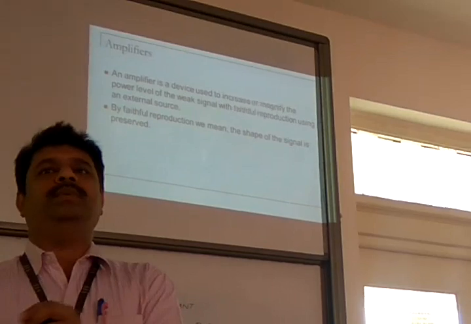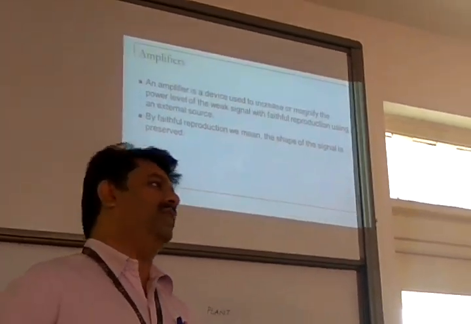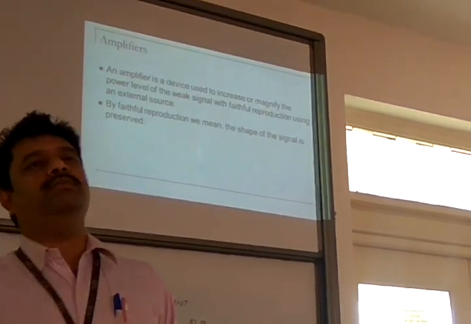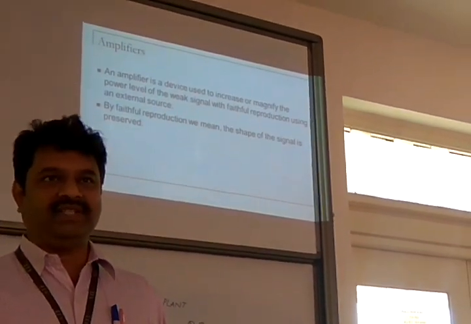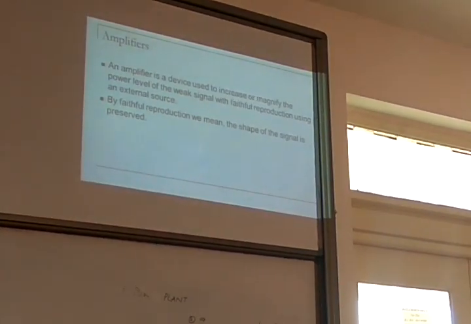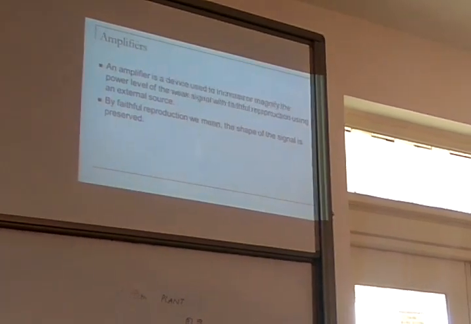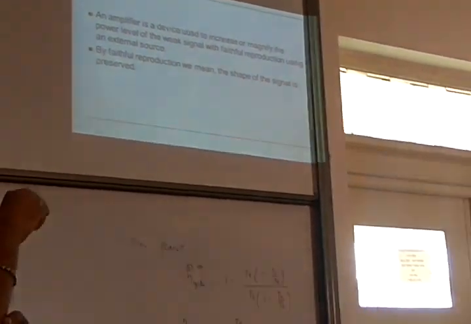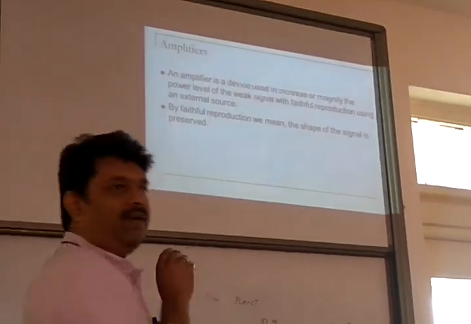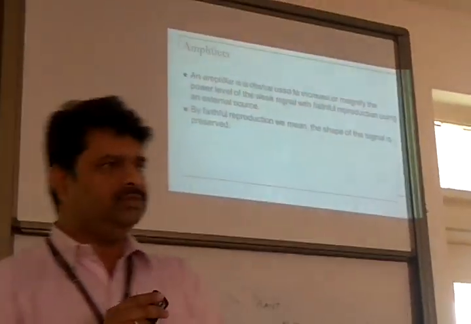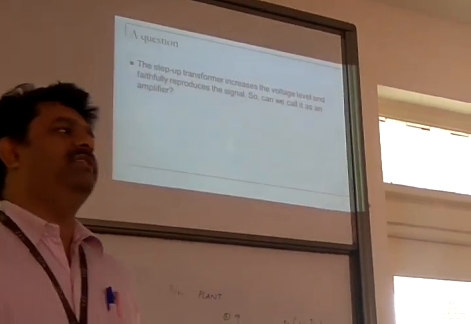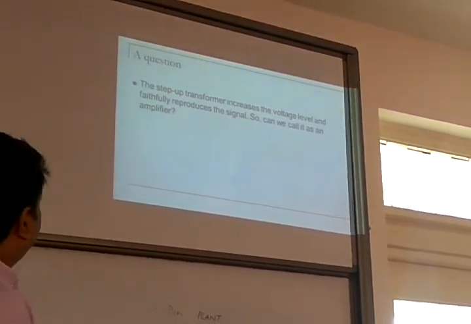If I give a sine wave, it should be a sine wave. If I give a sine wave, a cos wave should not come, or a distorted sine wave should not come. So if I give a sine wave, a sine wave of the same frequency should come, but the amplitude should increase. Increase the power level. So that's what we mean by faithful reproduction. And the external power source it has to use, you will understand why. And the device increases the power level of the signal. Okay, if you can satisfy these three conditions, you call the device as what? Amplifier.